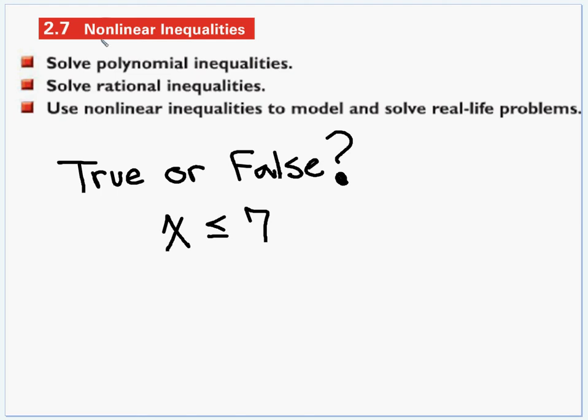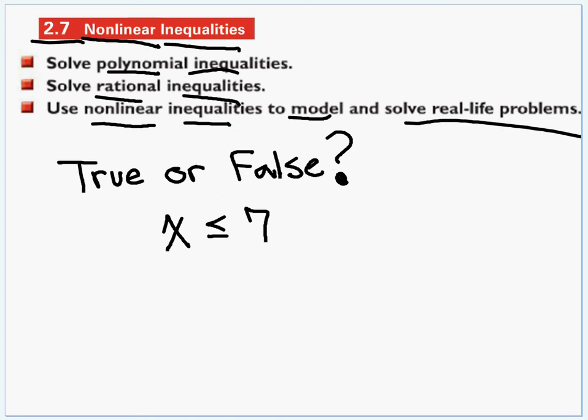This one we're going to begin section 2.7, nonlinear inequalities. Three bullet points: solve polynomial inequalities, and then we'll look at rational inequalities. I think that'll be in the next video, and then use nonlinear inequalities to model and solve real-life problems. Okay, first, sort of a little warm-up here.